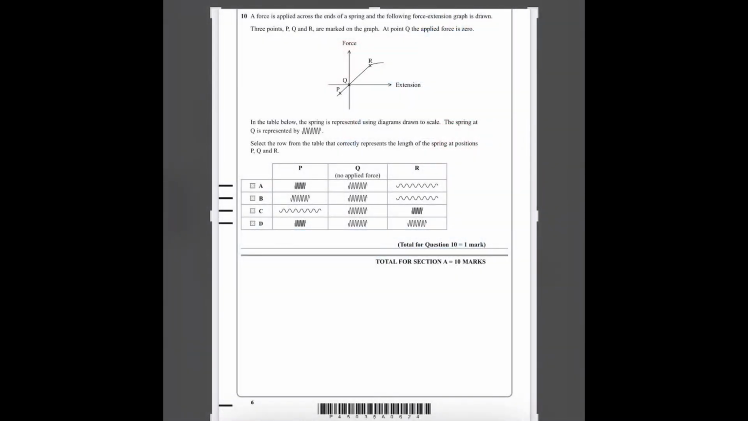Number 10. A force is applied across the ends of a spring and the following force-extension graph is drawn. Three points P, Q, and R are marked on the graph. At point Q, the applied force is 0. So when there is no applied force, the spring looks something like this, right? In the table below, the spring is represented by diagrams drawn to scale. So these are the springs. The spring at Q is represented by this.